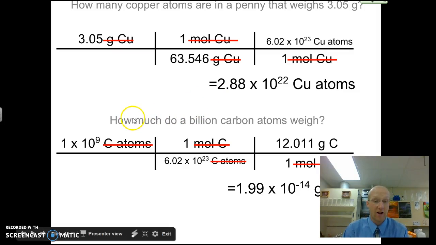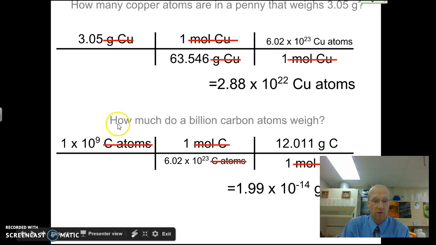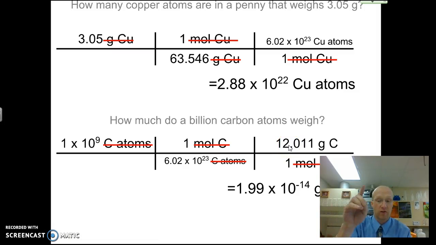So what if we had a lot of carbon atoms, like a billion carbon atoms? You think of a billion as being a lot. A billion of anything is a lot of anything. If we had a billion carbon atoms, what would that weigh? I wrote it out in scientific notation here, but you could write it out longhand. I know that there are 6.02 times 10 to the 23rd of them in 1 mole. My carbon atoms cancel, and now I'd be in moles of carbon, so I put the mole on the bottom and go into the grams of carbon. So again, we've gone across our mole map.